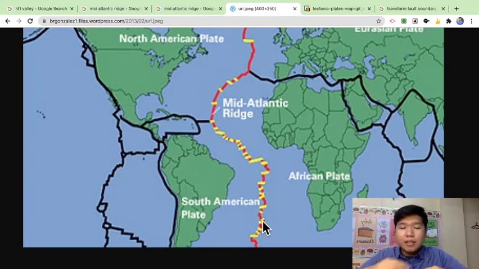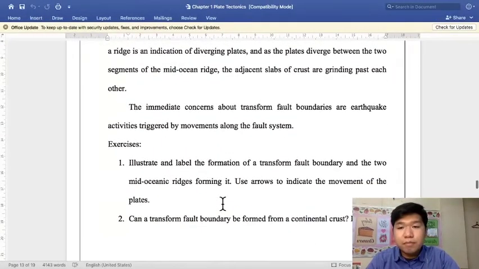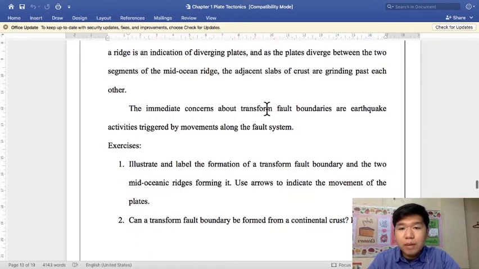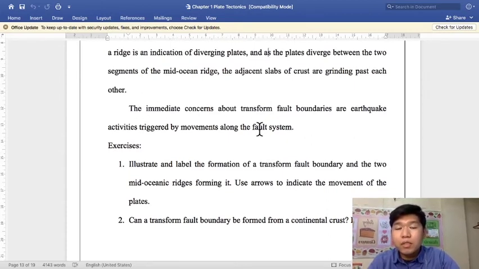Now, a good thing also to take note of: most transform faults join two segments of a mid-oceanic ridge. They grind past each other. Look at this last paragraph. The immediate concern is the earthquake activities triggered by movements along the fault system.